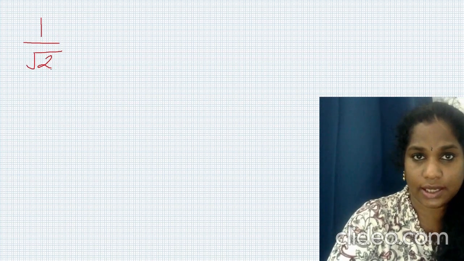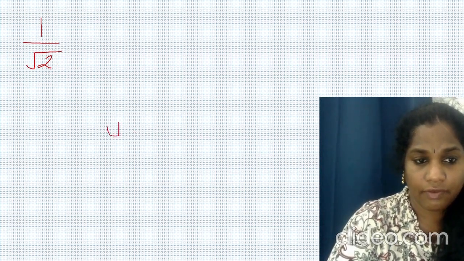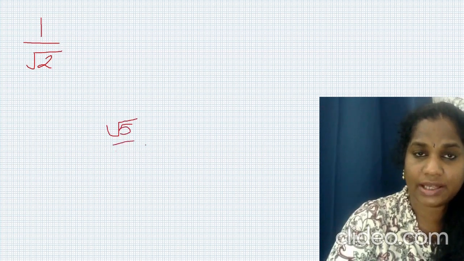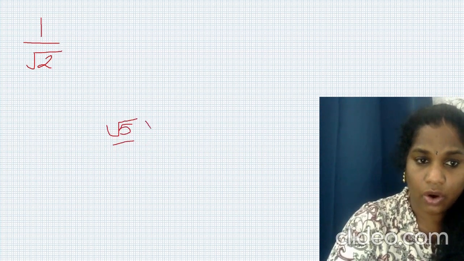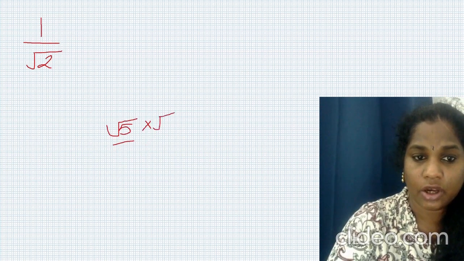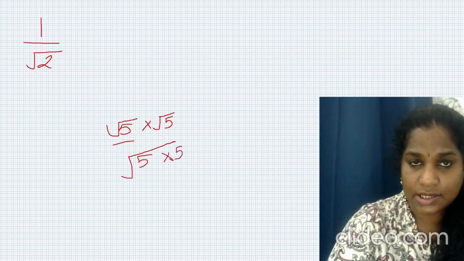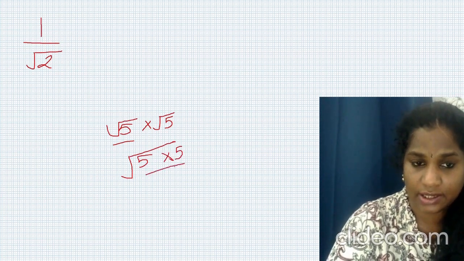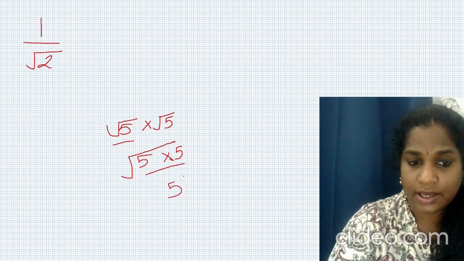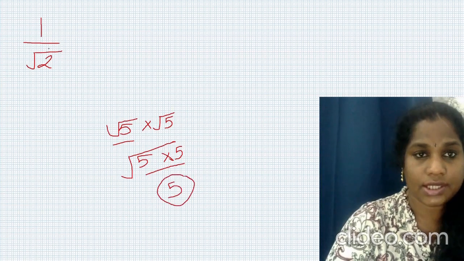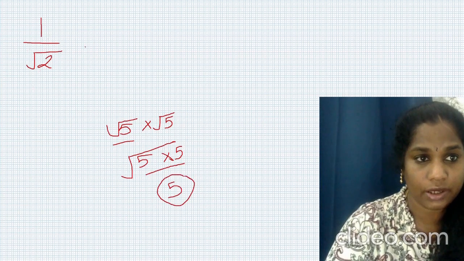So how will I rationalize? For example, if I have root 5, what should I do in order to make it a rational number? You all know if I multiply it with root 5, what will I get? I will get under root 5 into 5. And as this is a square root and I am getting a pair of 5 inside it, I can simply get it outside and this becomes a rational number, isn't it? The same process, the same principle I am going to adopt here also.